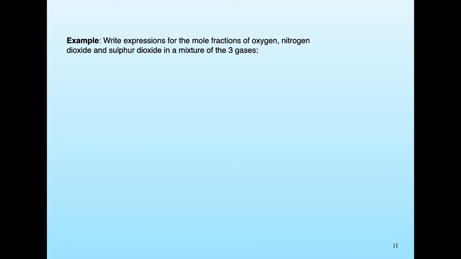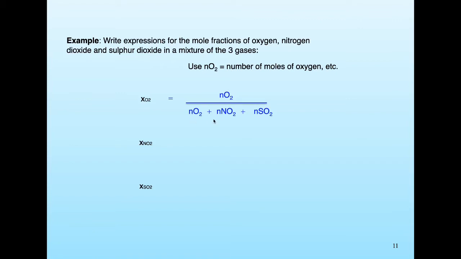Okay, so let's have a look at how we write these expressions. We write an expression for the mole fractions of oxygen, nitrogen dioxide, and sulfur dioxide in a mixture of the 3 gases. So, we're going to use a little n to signify the number of moles of each of the gases in the expressions. So the mole fraction of oxygen is going to be the number of moles of oxygen divided by the total number of moles of gas in the mixture. Okay, that's the mole fraction. It's nice and straightforward, isn't it? Okay, so take a few minutes and you can try the other 2.